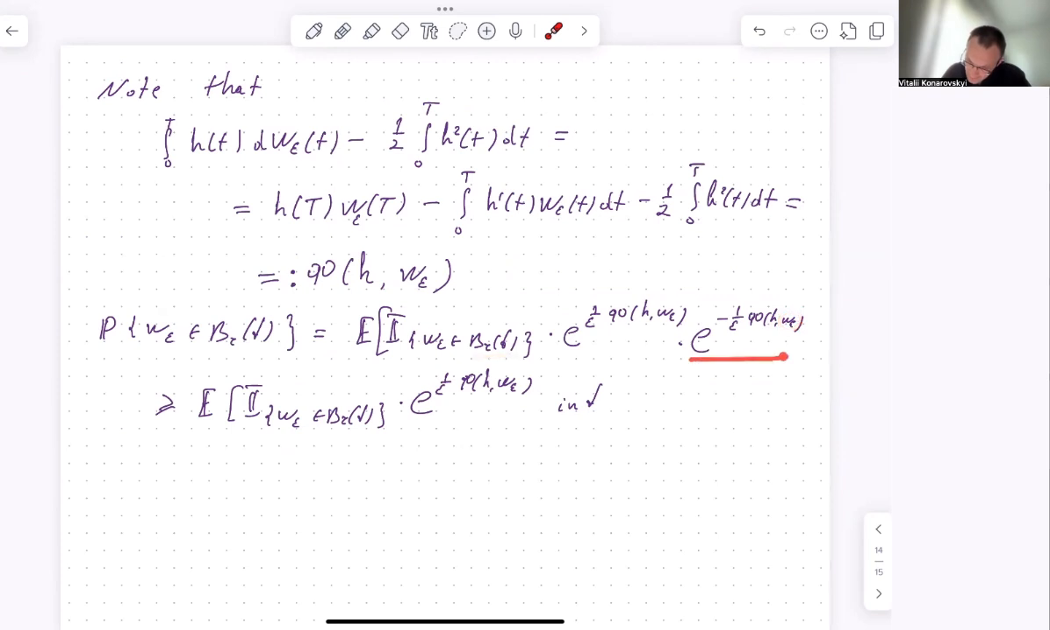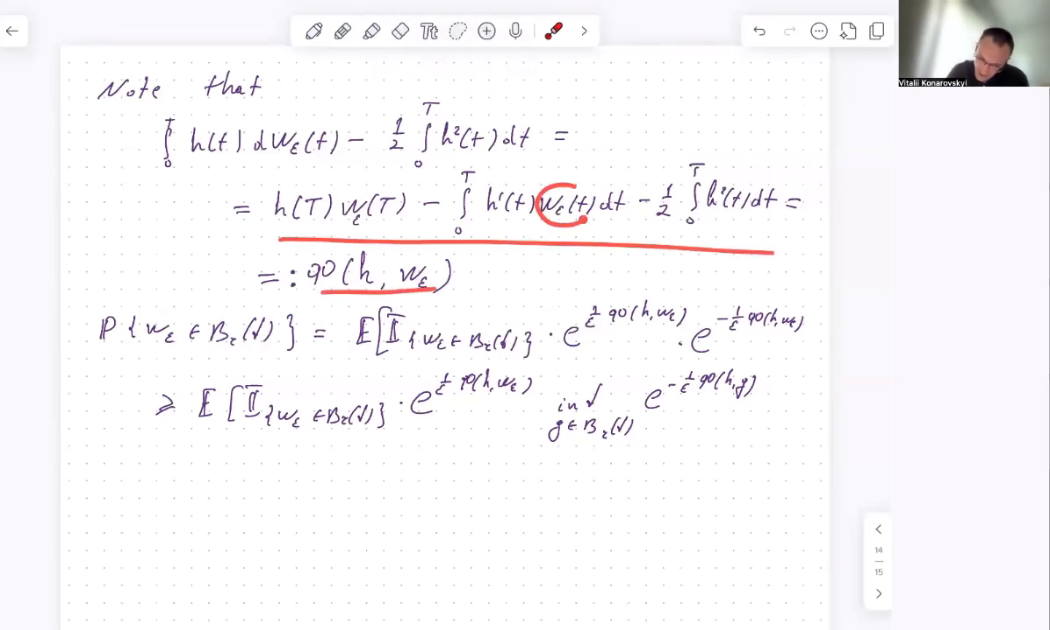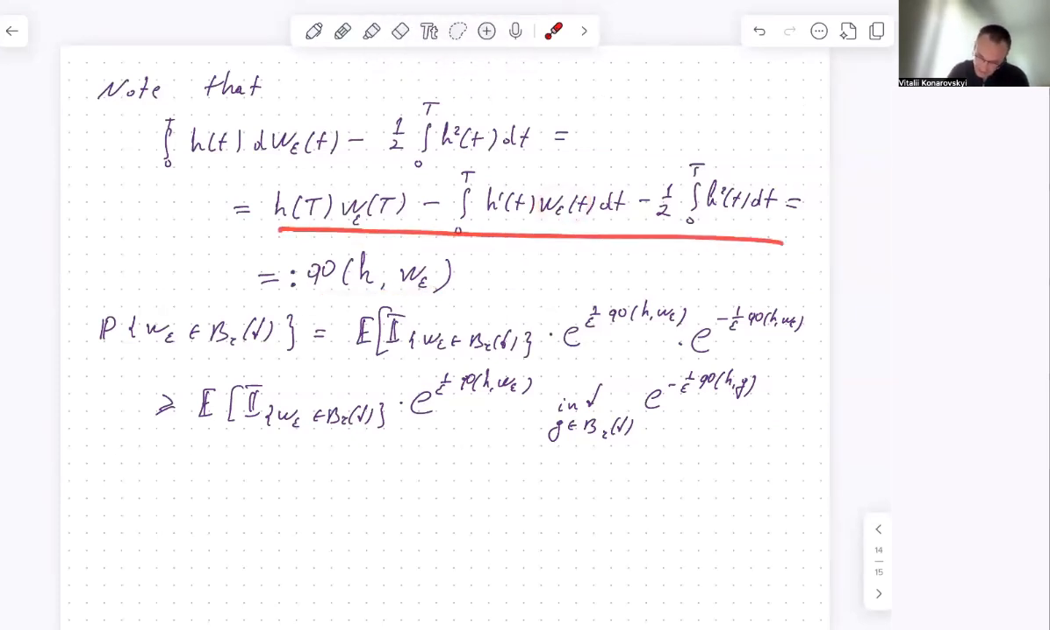So therefore you can estimate that by the infimum over function g belonging to the ball of radius r and center f, and then you can put here e to the power minus 1 over epsilon phi of h comma g. By the way, let's note that this function f is well defined not only for paths of Brownian motion, as you can see here, but because of that equality, it is well defined for any continuous function. So we just estimated this one by the infimum, replacing the Brownian motion by the function g. And then we can continue.